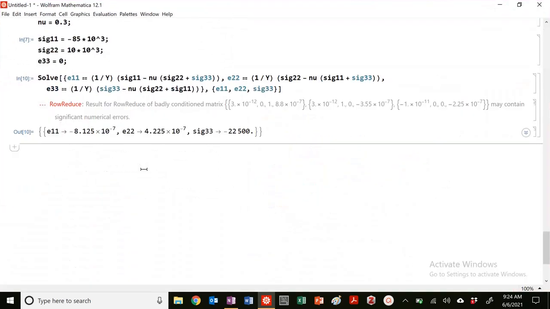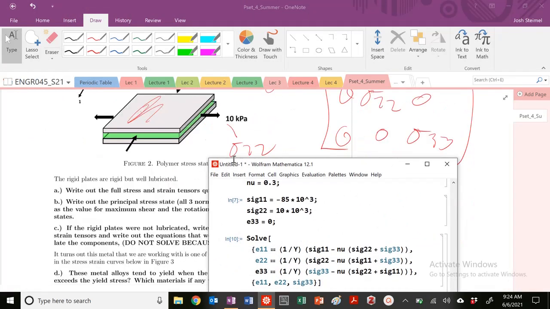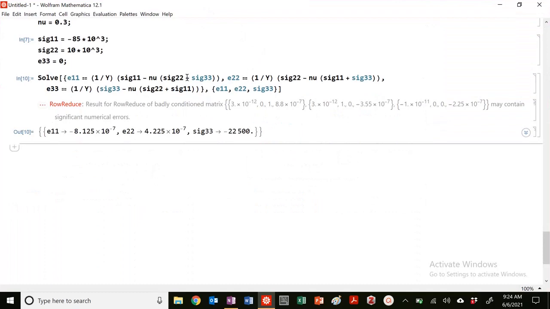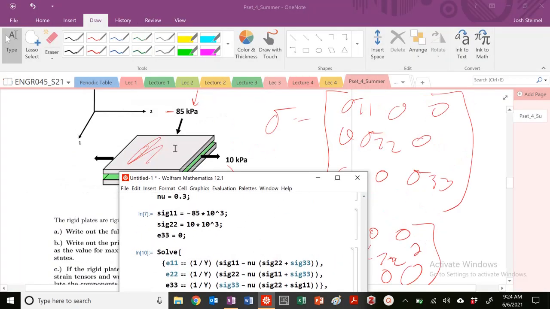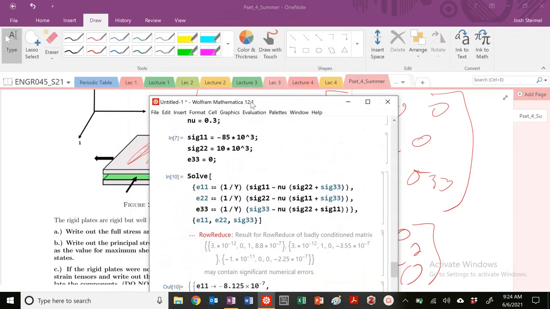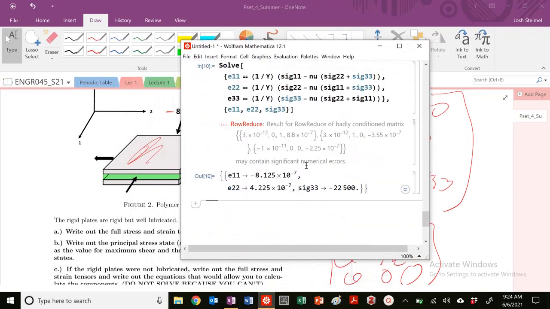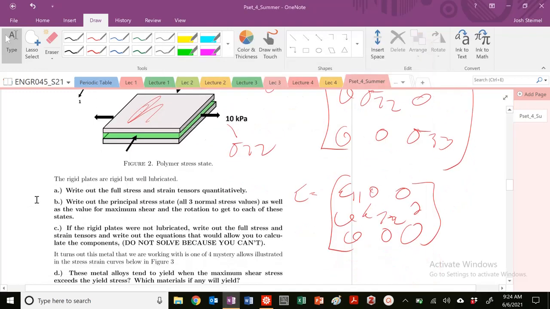And that makes sense. Strain in the 2-2 direction is positive because of the pulling. Strain in the 1-1 should definitely be negative because I'm pushing in, but when I'm pushing, that other material expands, so 2-2 should be positive. And sigma 3-3 is negative because it wants to expand in that direction, but it's being constrained. So we've got those values, the full stress and strain tensors.